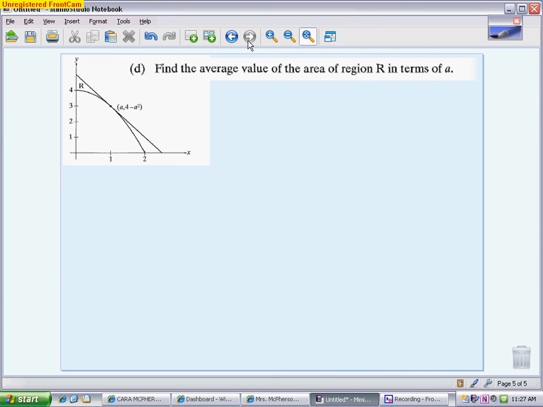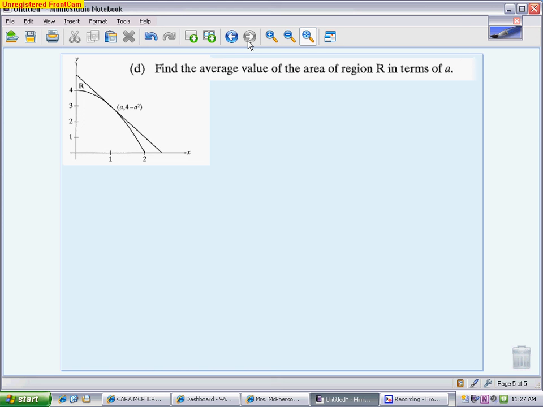Part D I thought was the toughest part when I went through this question, because when I first looked at it, I immediately started doing something wrong, which I think a lot of students are going to have the same tendency that I started with. First thing I thought when I thought average value, I said, well, average value is just the area divided by the width. And I just found the area in part C, so I'm just going to take that answer and divide by the width. Here's the problem with that logic.